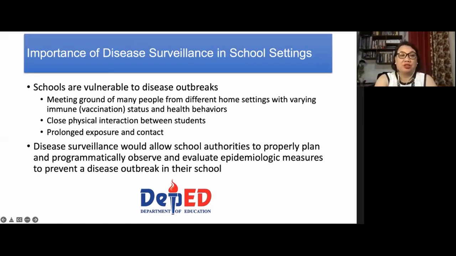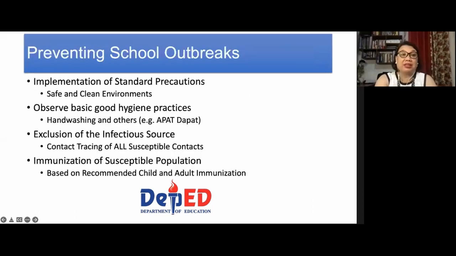Disease surveillance, therefore, would allow school authorities to properly plan and programmatically observe and evaluate epidemiologic measures in order to prevent a disease outbreak. How can we prevent disease outbreaks? We prevent outbreaks in schools by implementing standard precautions that would promote safe and clean environments.